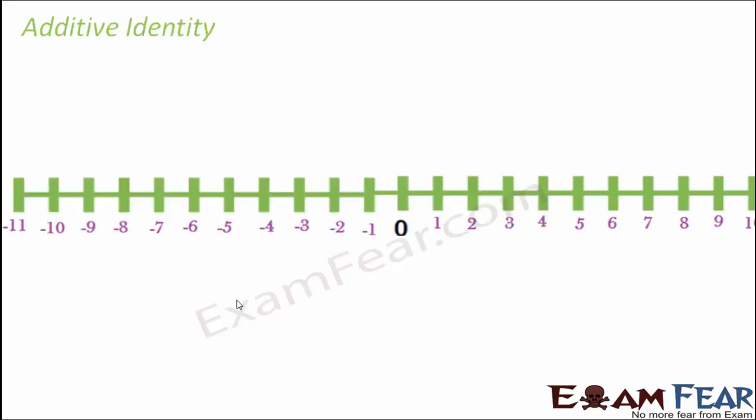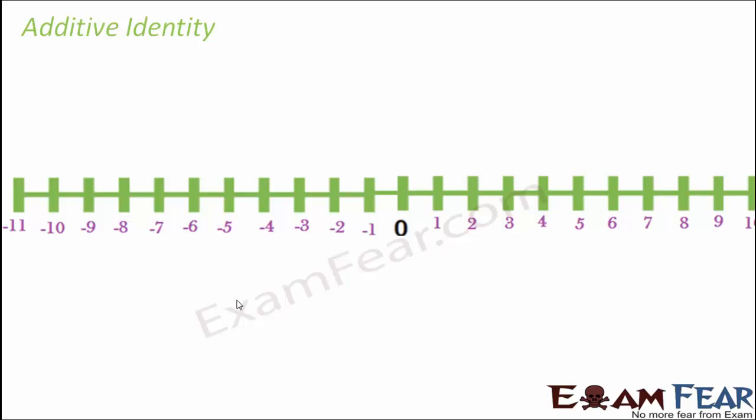So now we talk about another important property called additive identity. So what is additive identity? It is a number which when added to any integer retains the identity of that integer. That means retains the value of that integer. So when you add this number to an integer, the integer remains the same.